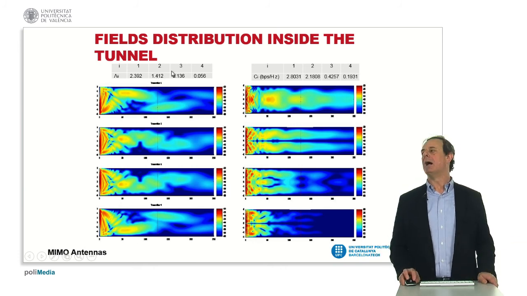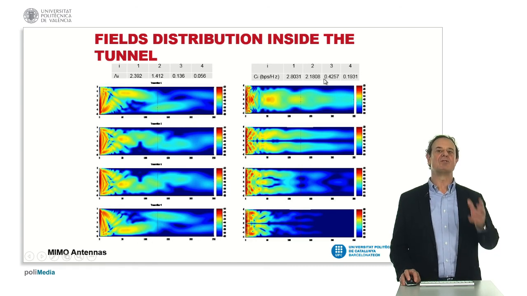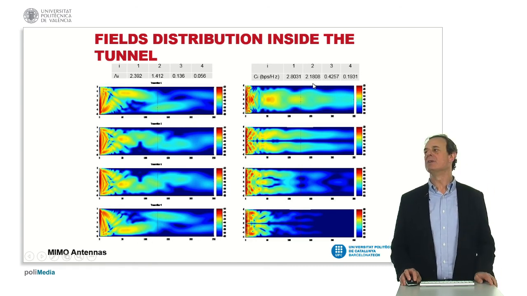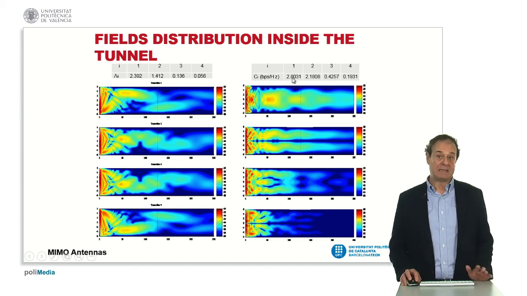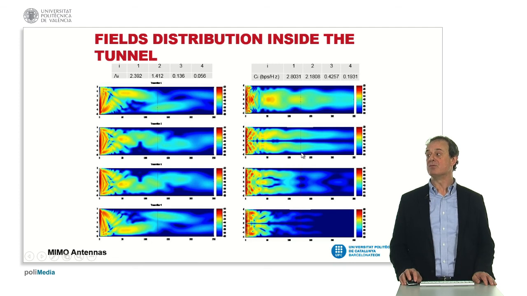to be used as a MIMO. And then here on your right, you may see the capacity that you get for each one of those eigenvalues. And the values are 2.8 bits per second per hertz, 2.2 that are quite good, and then 0.4 and 0.2. And here you may see what those eigenvectors are.